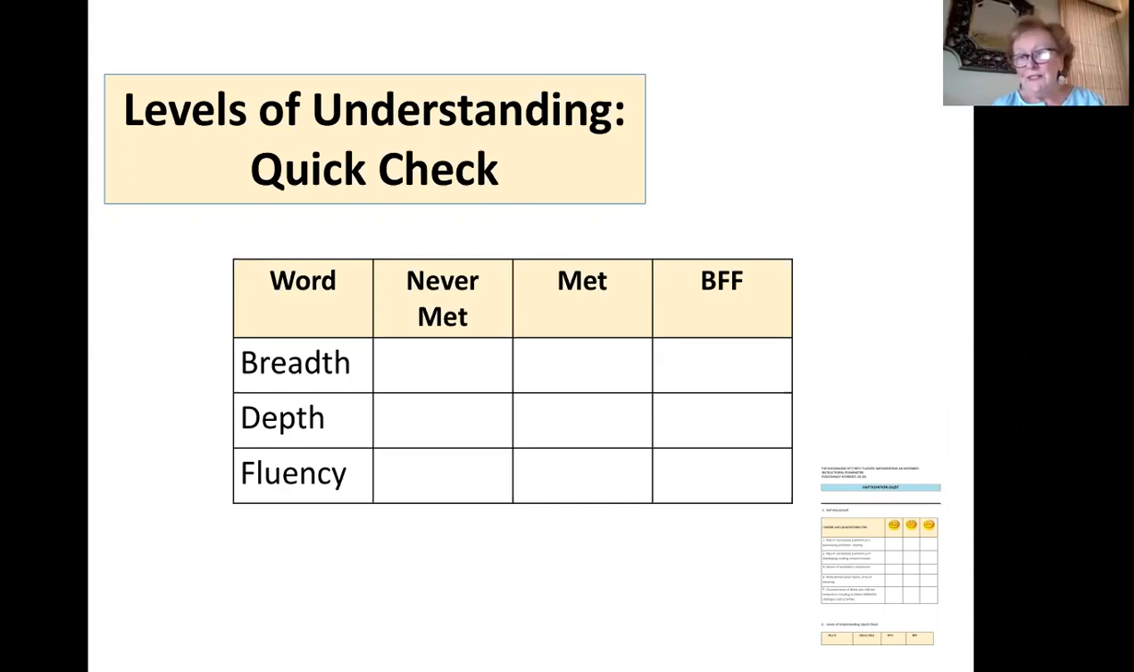I like to put it in this language. I've never met this word. It doesn't live in my neighborhood. All right. I don't understand it at all in terms of vocabulary. Right. I've met this word, seen them around from time to time. All right. I have some sense of it, or I am BFF with this particular word. So just do a quick self-assessment.